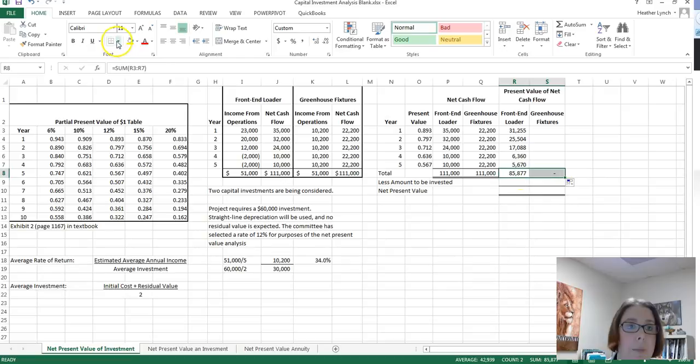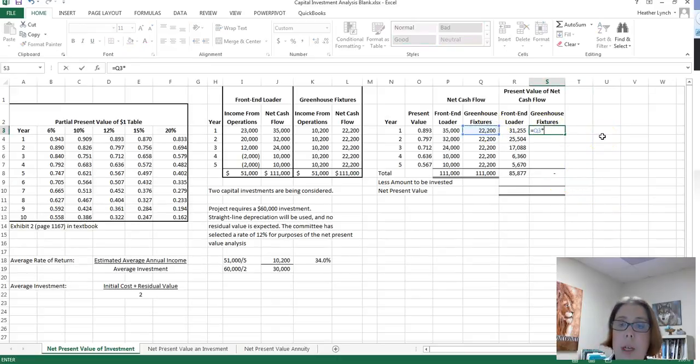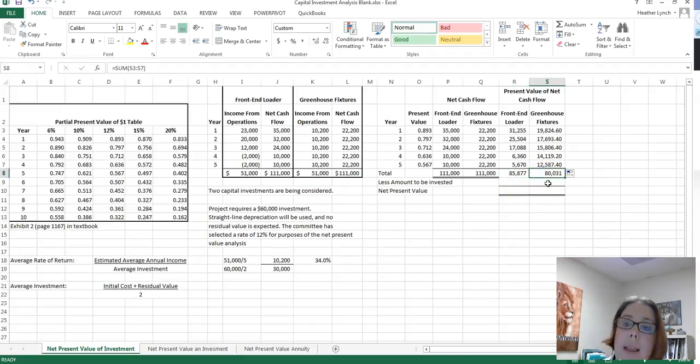Did not mean to have that part in it, so we'll just do this. Sorry about that. We try to copy and look what happens. Okay, and let's get these. For the greenhouse fixture, take the 22,200 times 0.893, and the 22,200 times 0.797. So you're kind of seeing what I'm doing. I can copy that down. Right now we have a total of 85,877 and 80,031. That's the net present value of the cash flow.